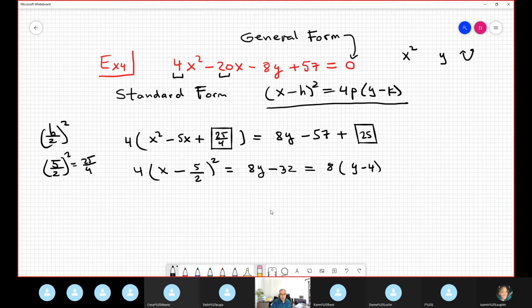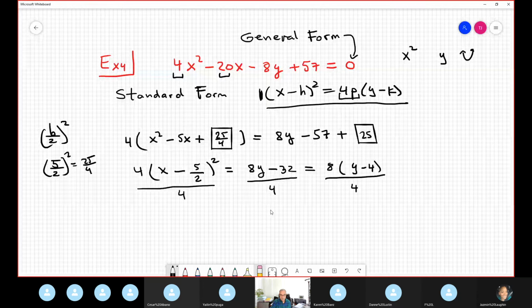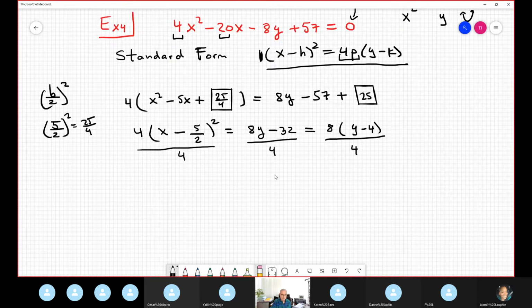Finally, remember in the standard form, the coefficient here is 1. So the only coefficient we have is 4p, okay, on the left. Therefore, I recommend you divide by 4, divide by 4. Okay, so my equation so far is x minus 5 over 2 squared is equal to 2 times y minus 4. Okay, this is my elegant equation.